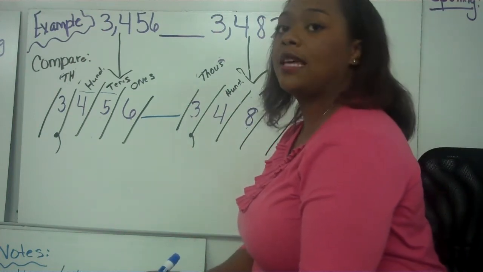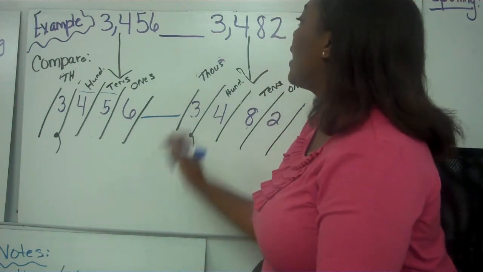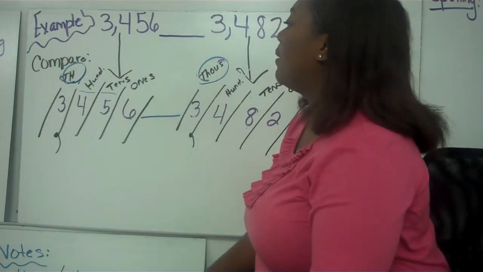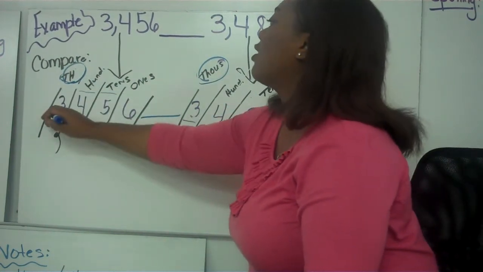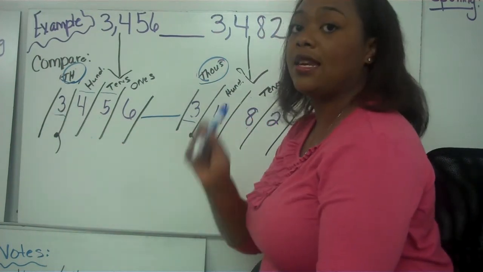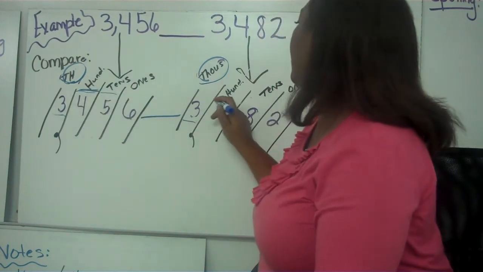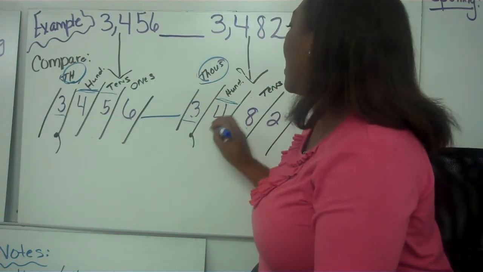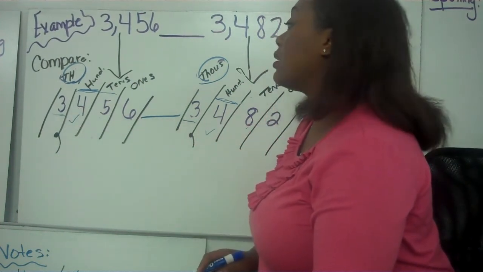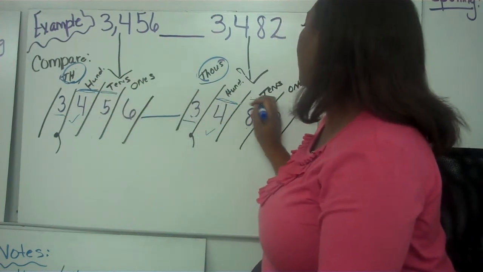Now remember, our rule said when we're comparing numbers, we always start with the highest place value. So let's look at the thousands place, because that's the highest place that we have. Now in both numbers, they both have a 3. A 3 is the same. They're both equal. So I'm going to have to go to the next place value to compare numbers. Now the next place is the hundreds place. I've got a 4 in the hundreds place for both numbers. So I'm going to have to go to the next place value again, which is the tens place.